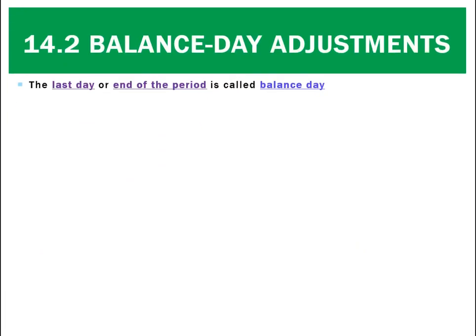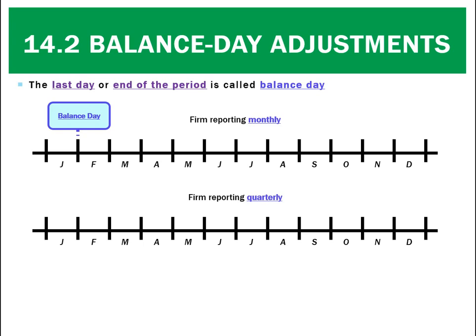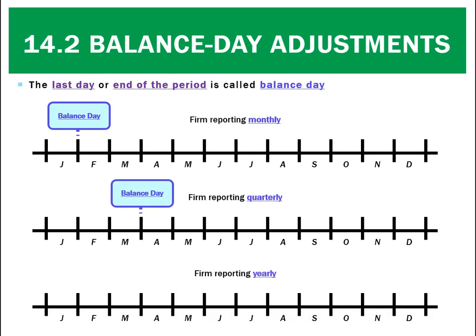Balance day adjustments are required at the end of the period, and we call the last day of that period balance day. So that period could be the length of a month, in which case we'd be balancing our books at the end of January. Could be at the end of a quarter, in which case we'd be balancing our books at the end of March, or it could be at the end of a year, in which case we'd be balancing our books at the end of December.